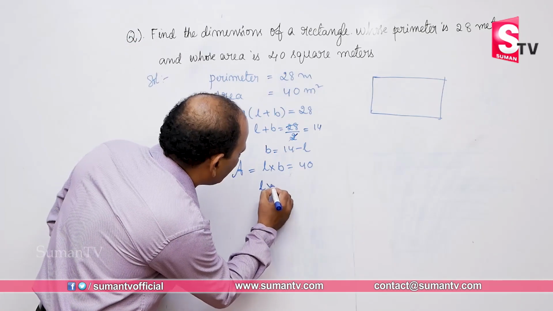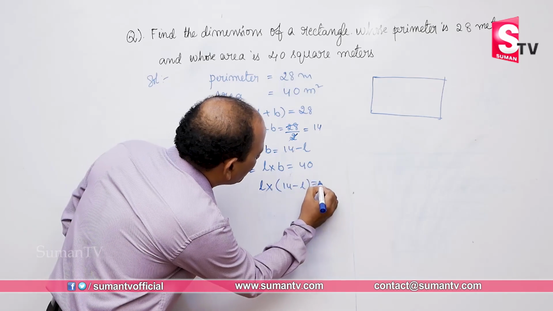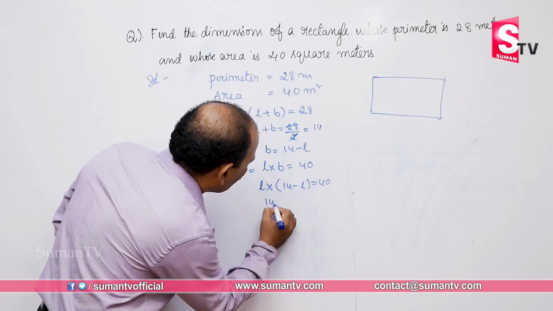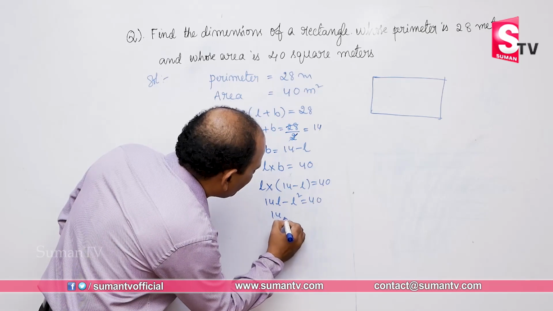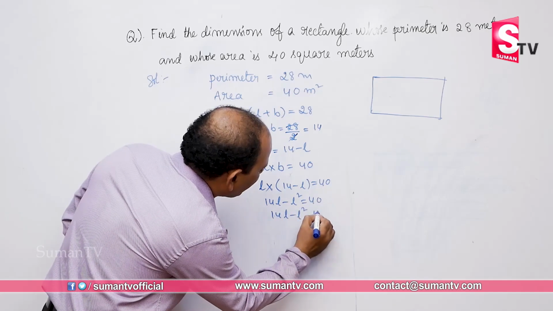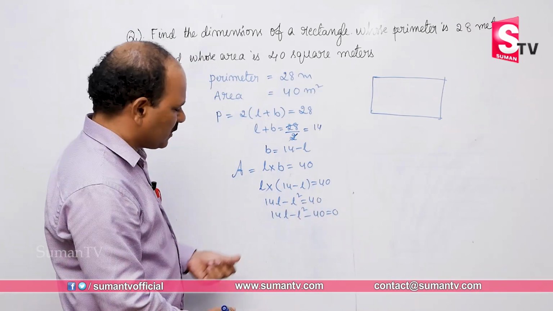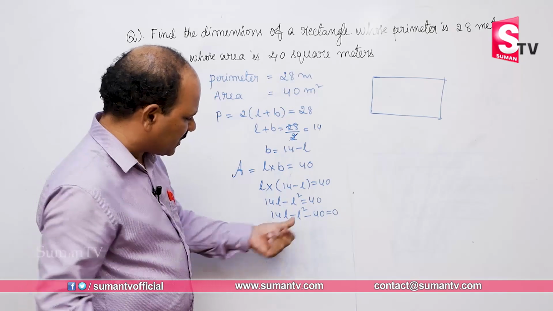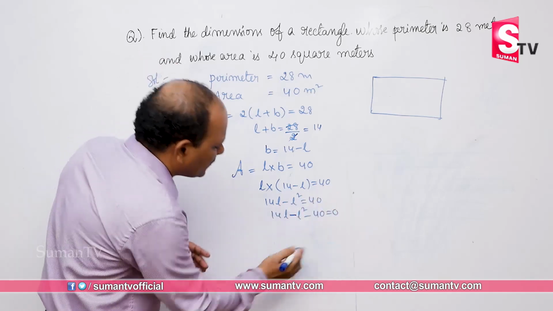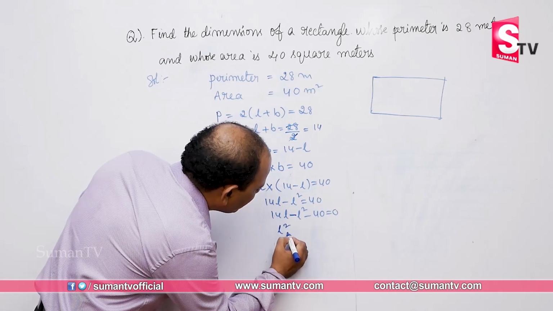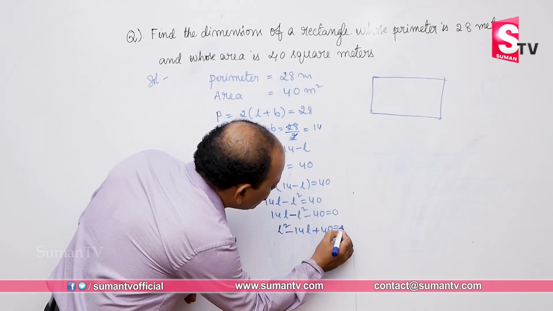So L into (14 minus L) is equal to 40. 14L minus L square is equal to 40. 14L minus L square minus 40 is equal to 0. I am taking this 40 to the left side. Now this L square has a minus symbol, so I am changing all the signs of the expression. L square minus 14L plus 40 is equal to 0.